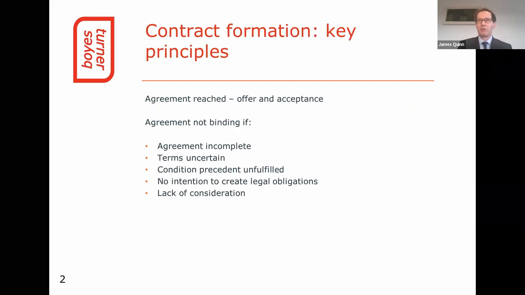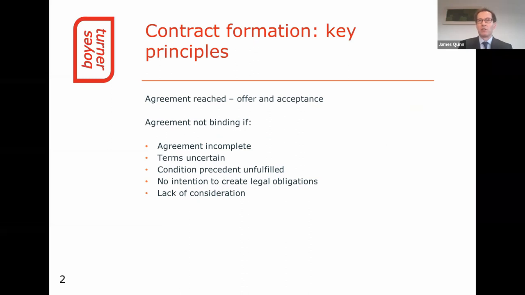So looking first at the formation of contracts, what are the elements which must be present? Well, to start with, agreement must have been reached by the parties, with this principally being by offer and acceptance. But such agreement will not be given binding effect where any of the following apply. First, where the agreement is incomplete. Secondly, where the terms are uncertain, or where a condition precedent has not been fulfilled, or where there has been no intention to create legal obligations, or finally, where there is a lack of consideration. We'll go through these principles in turn.